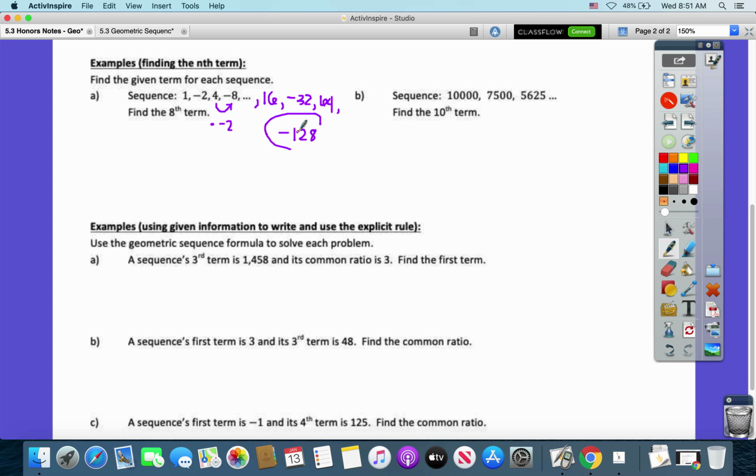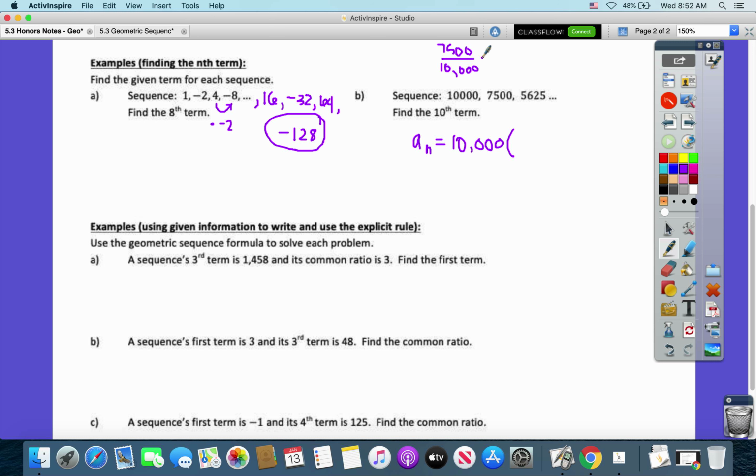We just followed that pattern. We didn't need to use a rule. This one, again, you could just list them out till you get to the 10th one, or we could write the rule. So we'll just do that quickly. A sub n equals our first term, 10,000. And this one, it's not easy, at least for me, to look at it right away and know what we are multiplying by. So this is one where you may want to take any term, so 7,500, and divide by the term in front of it.